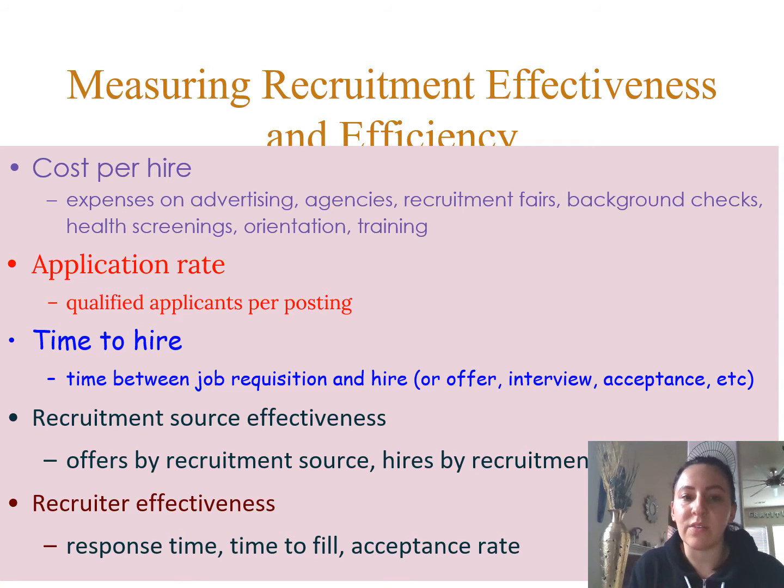The recruitment source effectiveness. This covers the offers by recruitment sources, and then hires by recruitment agencies and things like that. So how effective were all these different sources? After everything is all said and done, how many qualified applicants did you receive from each different source?